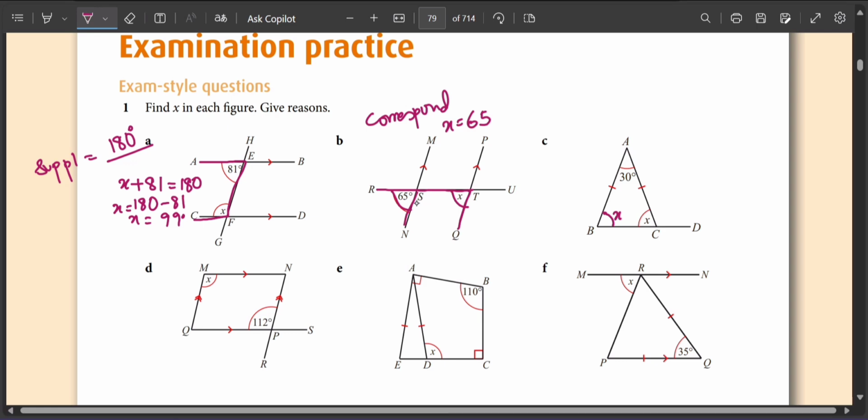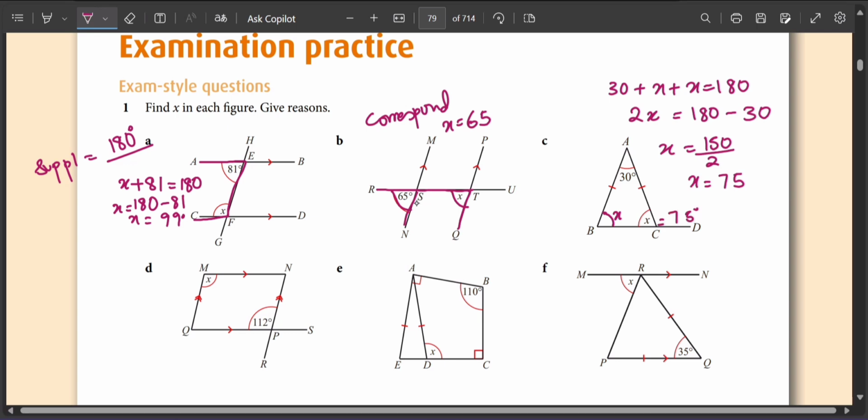We know that the sum of angles in a triangle is 180 degrees. We can say that 30 plus x plus x has to be 180 degrees. So we can say 2x is going to be 180 minus 30, which is 150, divided by 2. That will leave us the answer x is equal to 75 degrees due to angle sum of isosceles triangles.